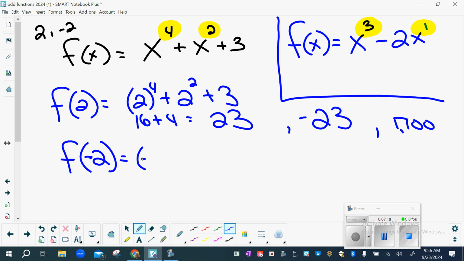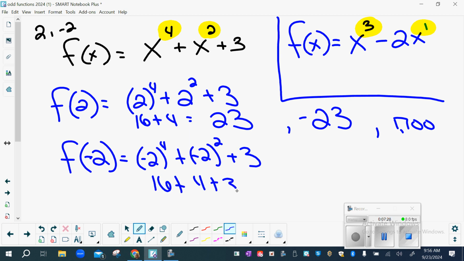Here I go. -2 to the 4th plus -2 squared plus 3, 16 plus 4 plus 3. Hey, look at that. What is that, baby? Odd, even, nothing. It's even. It got back to where I started from. So now I'd like you to try the next one all on your own.